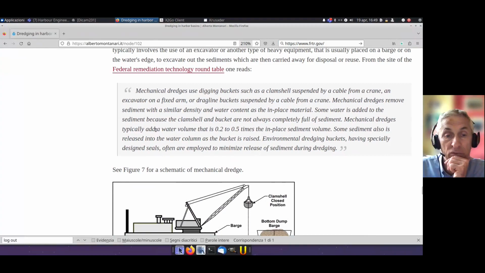Mechanical dredges typically add a water volume that is 0.2 to 0.5 times the in-place sediment volume. Some sediment also is released into the water column as the bucket is raised. Environmental dredging buckets, having specially designed seals, often are employed to minimize release of sediment during dredging.